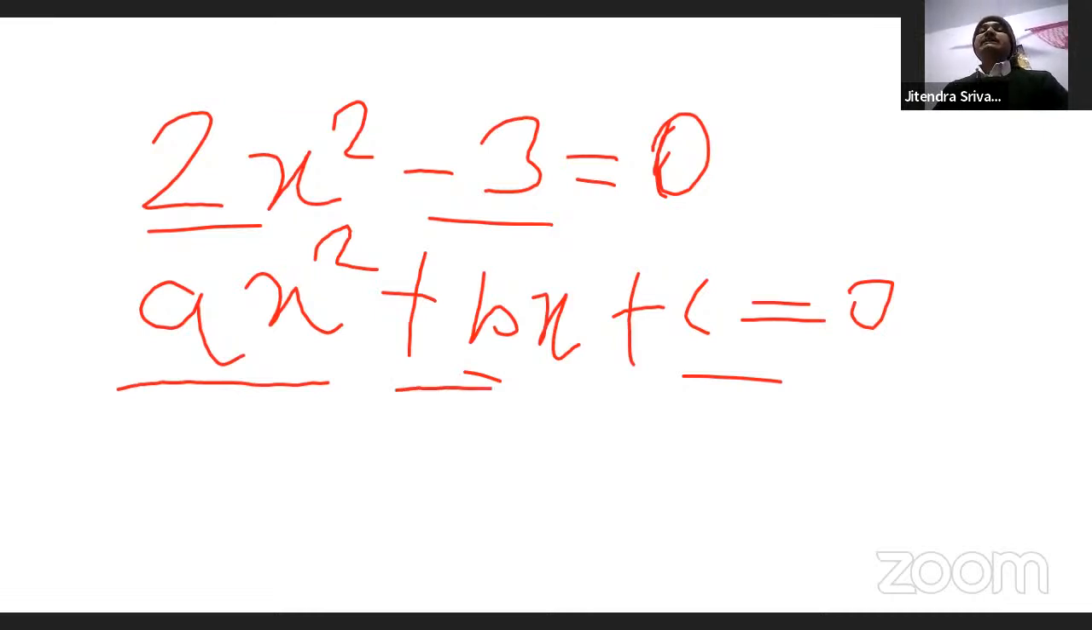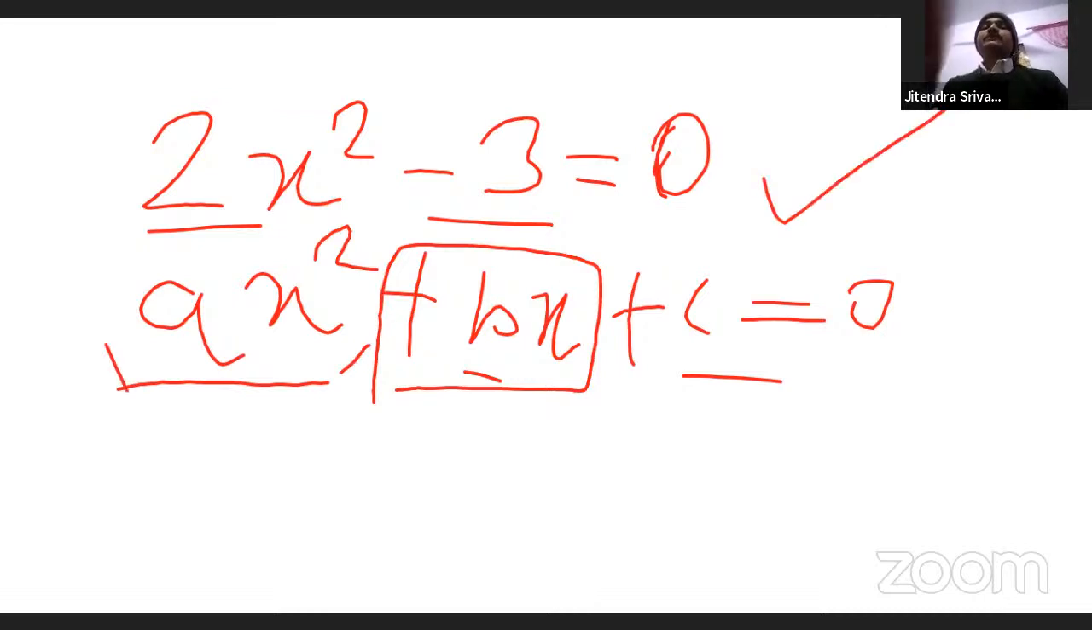Here the second term, the value of bx, is missing. Then also we can say it is following the rule of quadratic equation. Because it has ax square, the value of b will be 0 and the value of c will be minus 3. That is why it is following the rule of standard form of quadratic equation. So it is a quadratic equation.